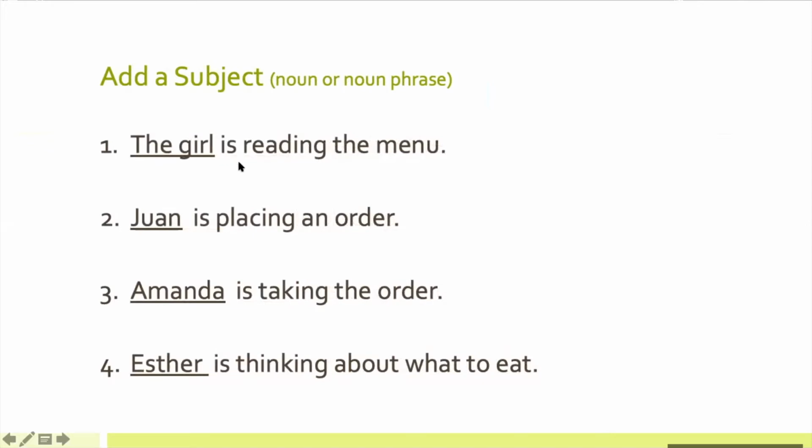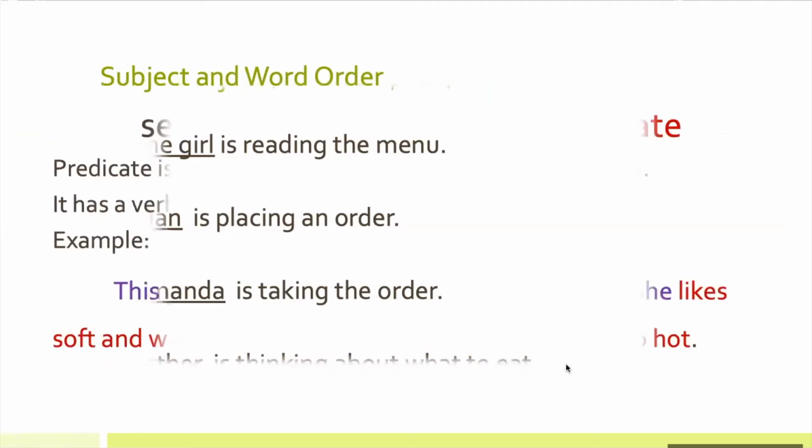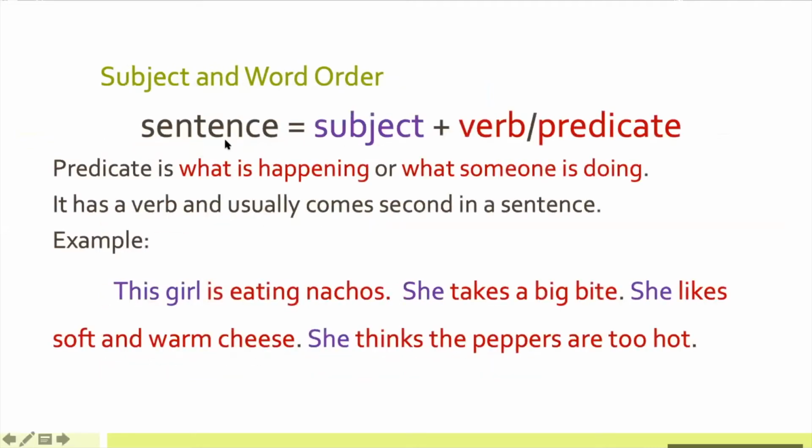You can say the girl is reading the menu. The girl will be the subject. Juan is placing an order. Juan is the subject. Amanda is taking the order. We have Esther is thinking about what to eat. Okay, so sentence equals subject plus verb slash predicate. Predicate is what is happening or what someone is doing.